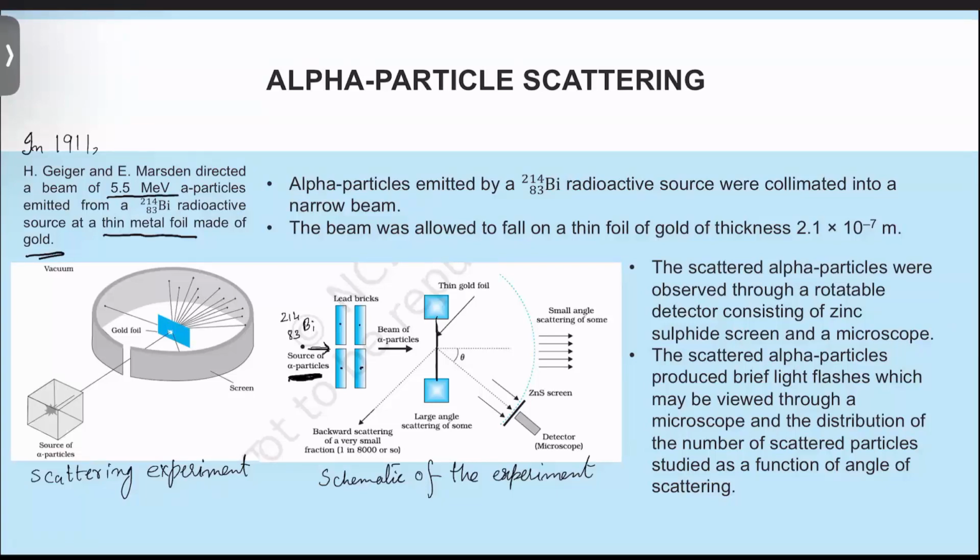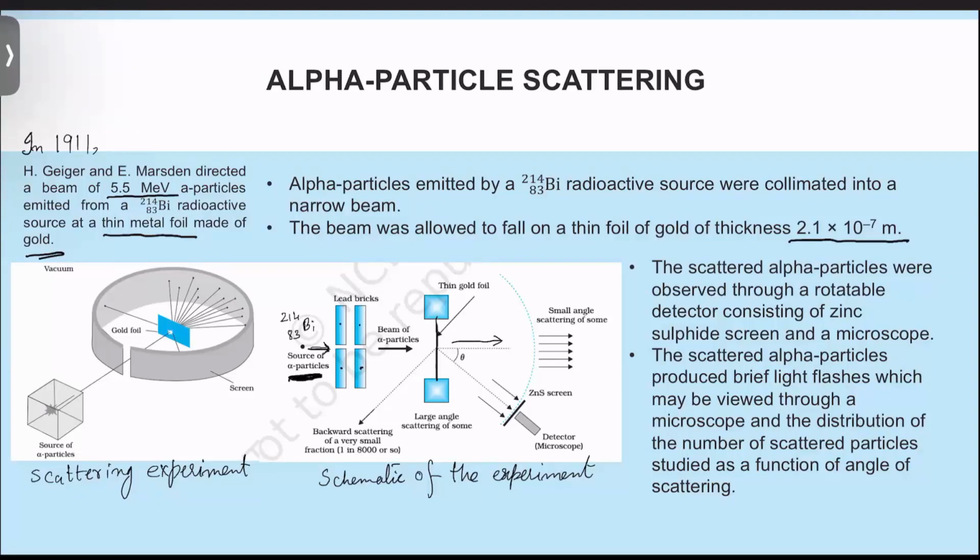As you can see, the thickness of it is very, very thin. It is 2.1 times 10 to the minus 7 meters. Once the beam is incident on the thin gold foil, some of them are scattered back and some of them pass through it. Very few follow the same path the beam was following, and a lot of them are scattered from the normal path at an angle.